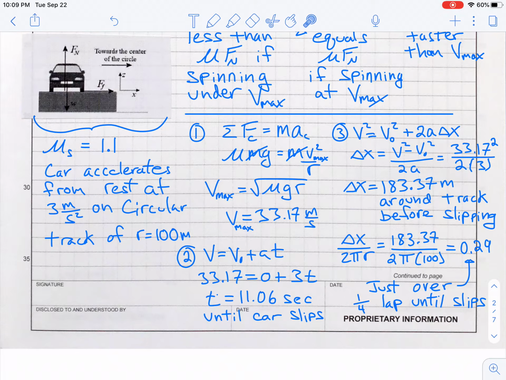And if we wanted to think about, as a percentage, how much of the way around the track that is, is it a half turn, 3/4, 1/4, 2/3 of the way around? What we can do is take that distance of 183 and divide it by the total distance of one lap around the track. That gives us the percentage of the way around the track we've traveled as a decimal. So this is 29% of the way around. That's just over a quarter lap before we're going to begin to slip.